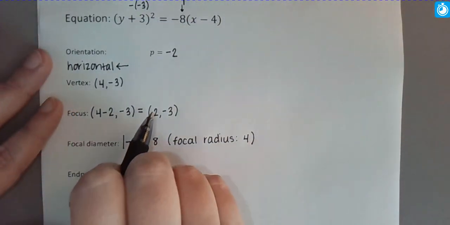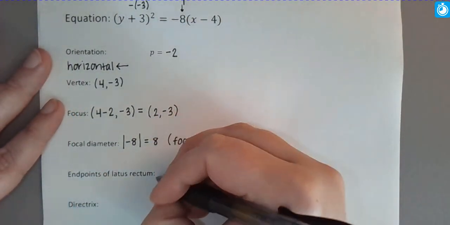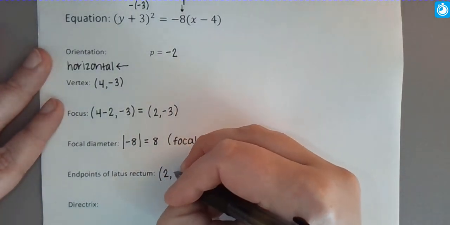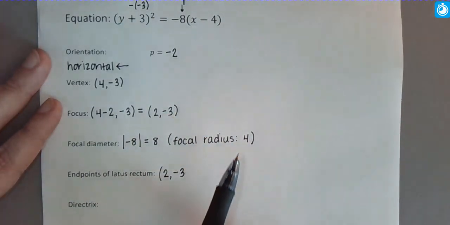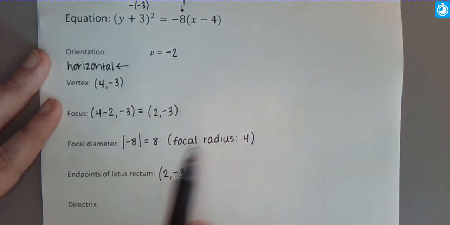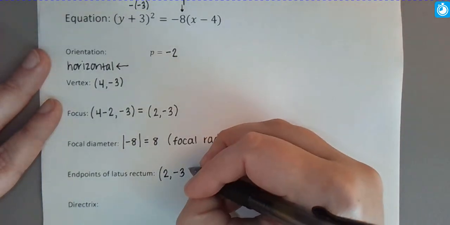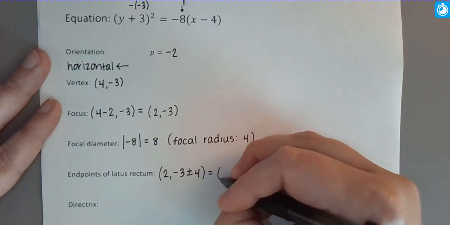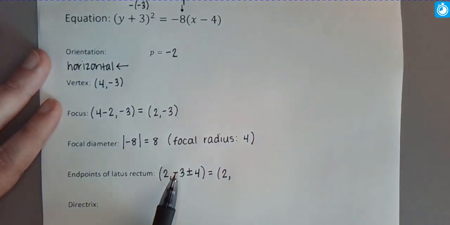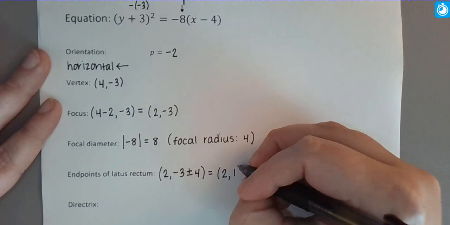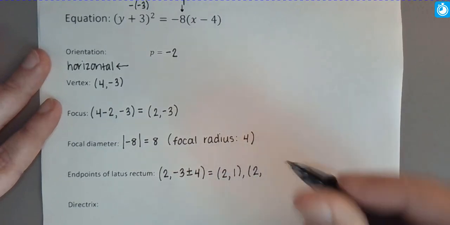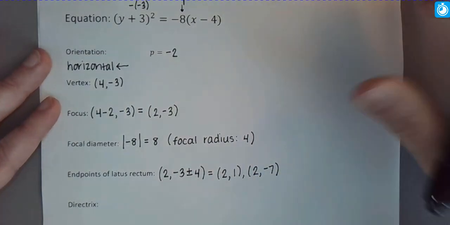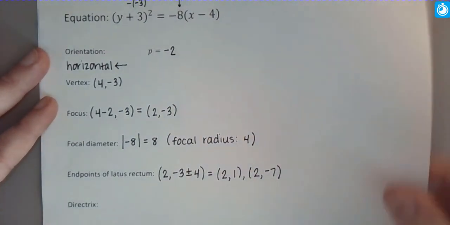So we're starting from the focus, which is (2, -3). We're holding the x coordinate constant, and then the y coordinate is going to increase and decrease by 4, by half of 8. So we're going to add and we're going to subtract 4. And we split that up into 2 separate points. That's going to be (2, -3 + 4), which is (2, 1), and (2, -3 - 4), which will be (2, -7). So the endpoints of the latus rectum are (2, 1) and (2, -7).